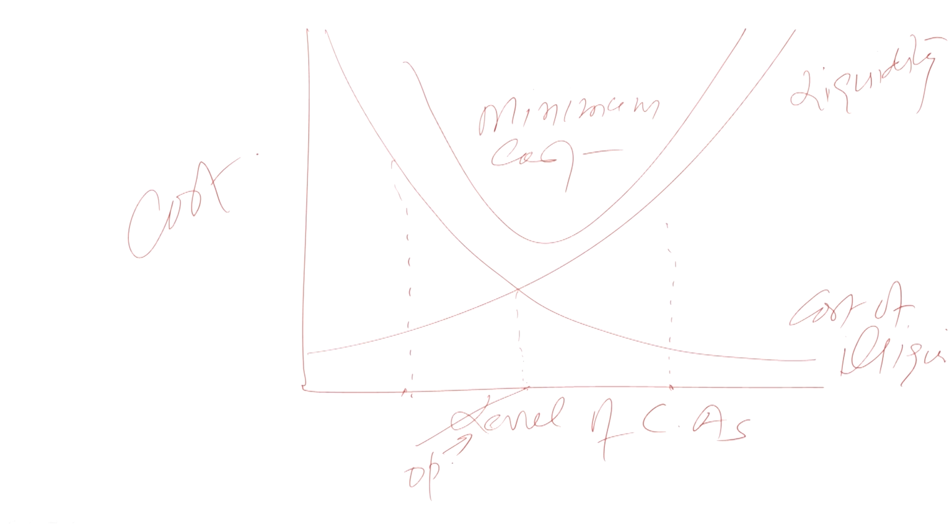This is how you can decide where both the costs are equal, where the cost of liquidity and the cost of illiquidity are intersecting with each other. That point is the level of optimum current assets.